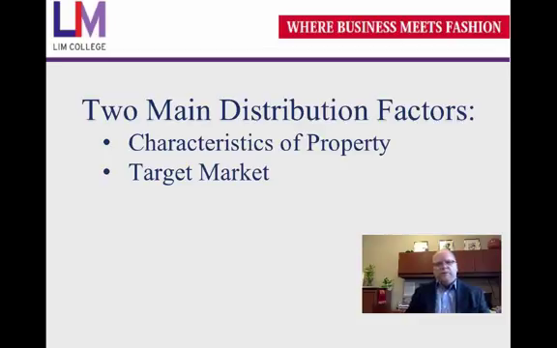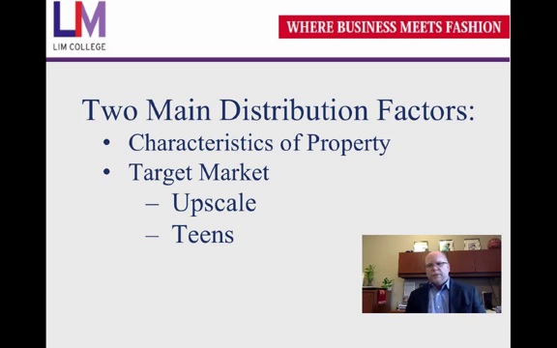All right, so two main factors when you're deciding what distribution channels to use are the characteristics of the property itself and the target market. When I talk of target market, I'm talking about who you want to sell the products to. Are you selling it to teens? Is it an upscale market? That kind of stuff. So the two main distribution factors that we need to think about are the characteristics of the property itself and the target market.